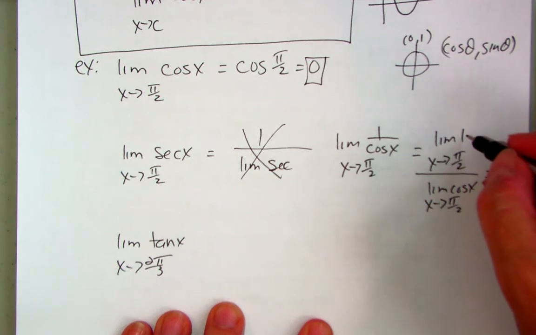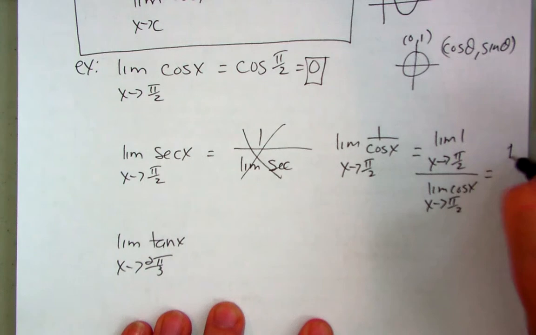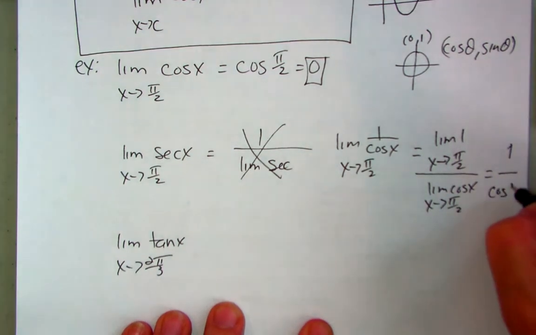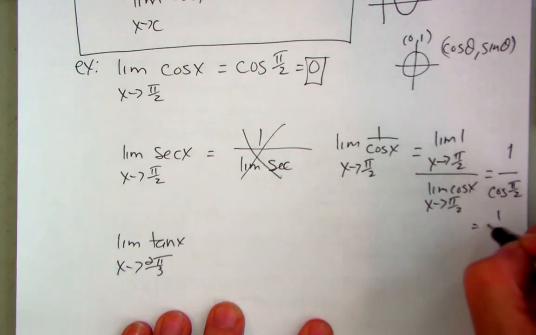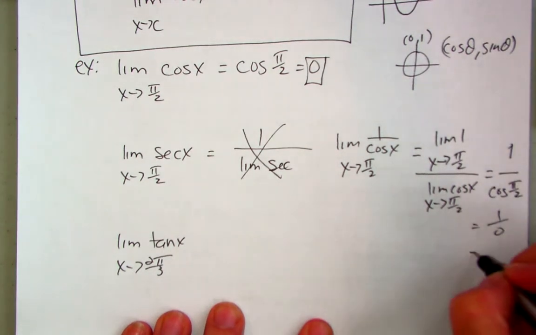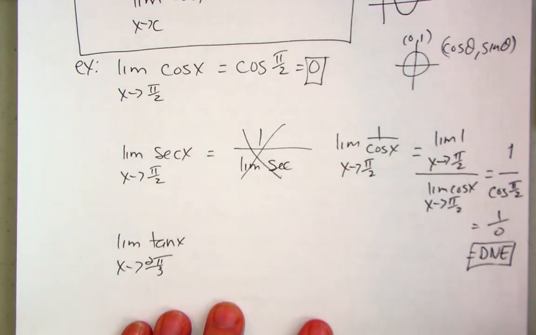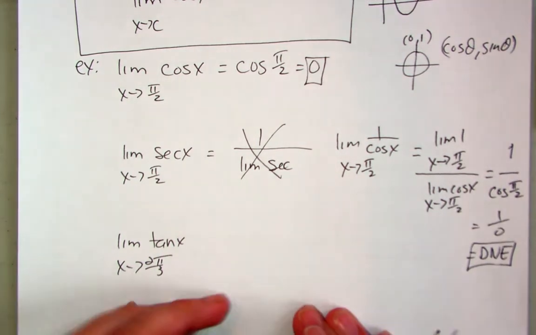Well, that is just a horizontal line. That's y equals 1. So the limit of that is just 1. And then this one here, you just substitute cosine of pi over 2. We already discovered that is 0, and that does not exist. You can never have a fraction with a 0 in the denominator. That does not exist.